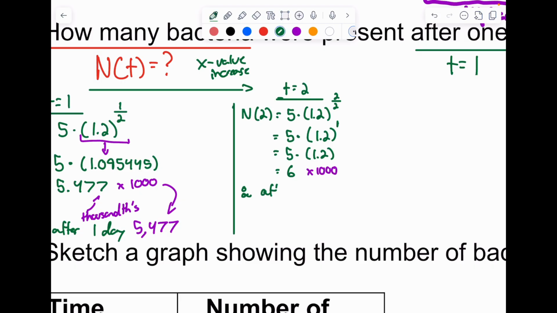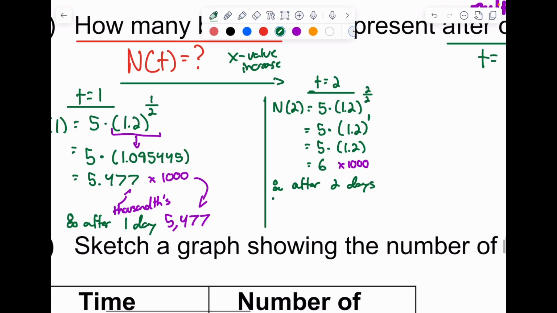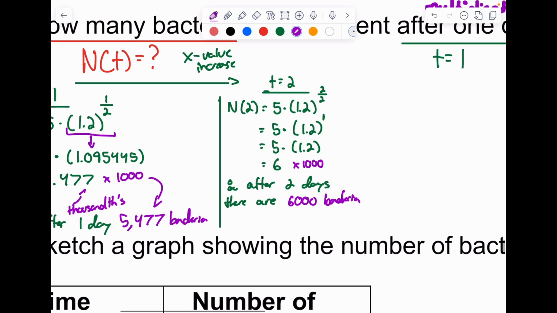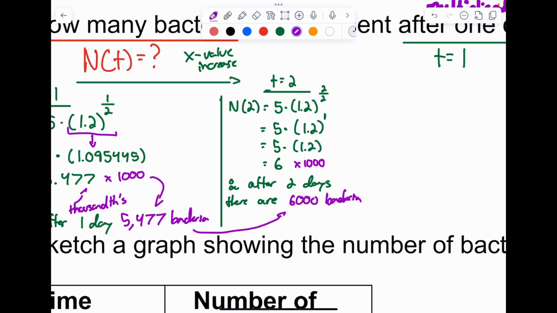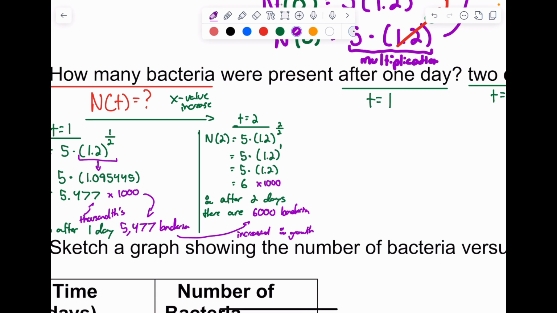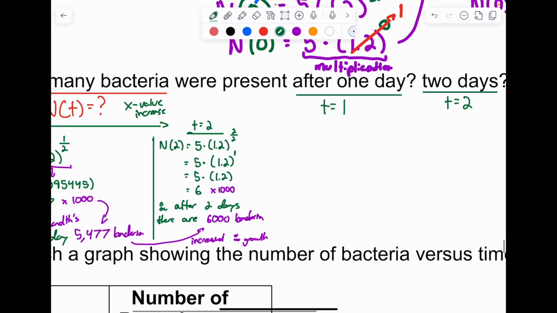Therefore, after 2 days, there are 6,000. Oh, sorry, 6,000 bacteria. I should have written bacteria here. So yes, look, it increased. Therefore, growth. It's a growth function, because you increased your x, and your y increased. There you go, growth function.